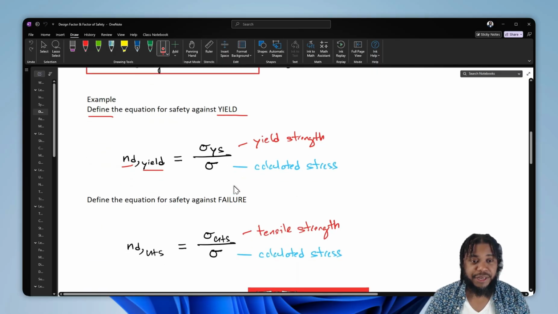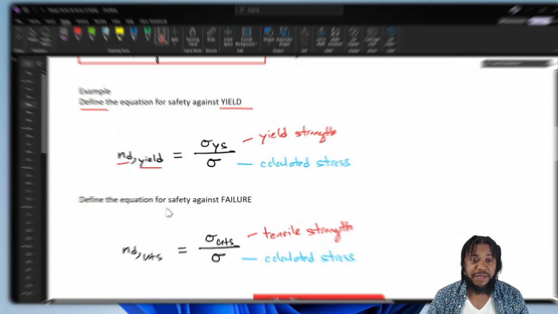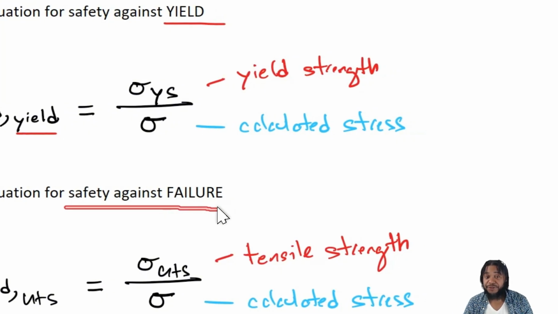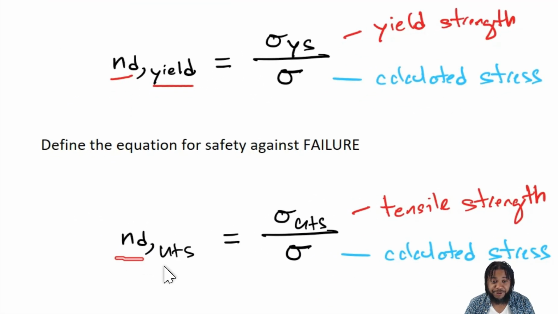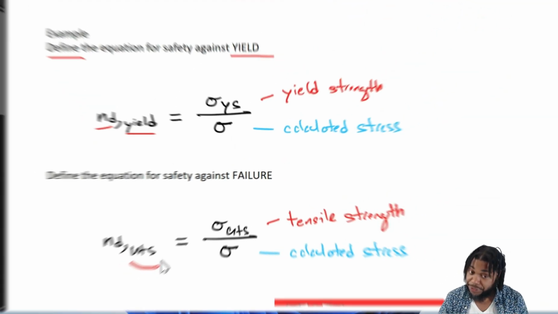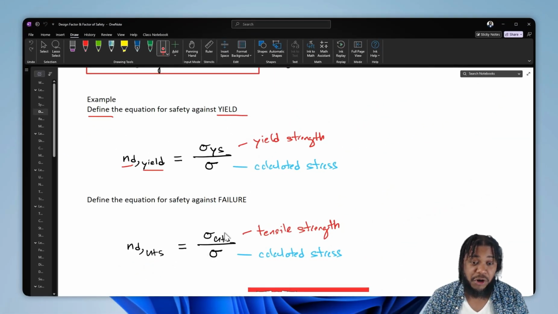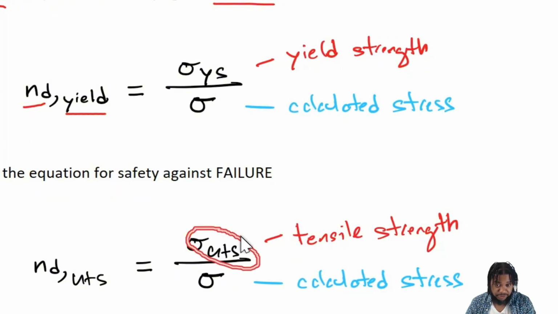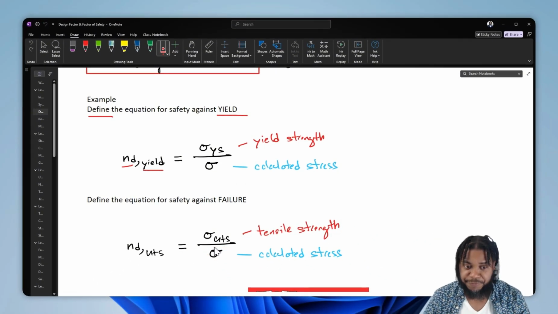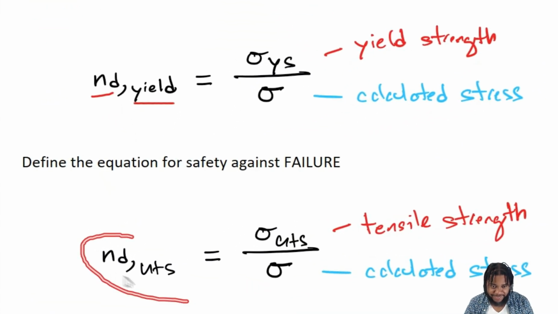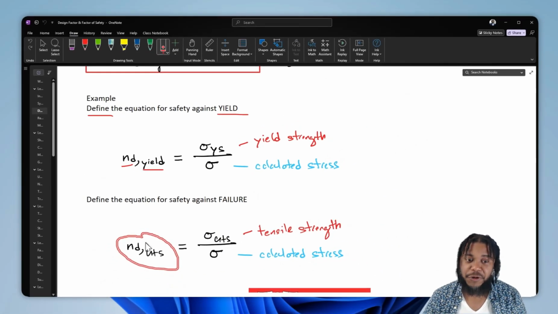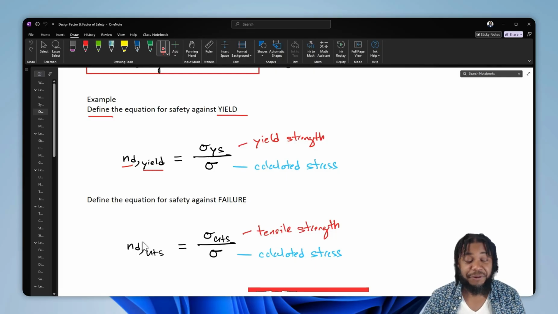Another example. Let's look at the example for a safety against failure of our design. In this case, we want safety against failure, which is the ultimate tensile strength of our material. Our numerator is the UTS, the ultimate tensile strength, and our denominator is the calculated stress from our geometry. If that stress is greater than the UTS, then N is less than 1 and our design fails.